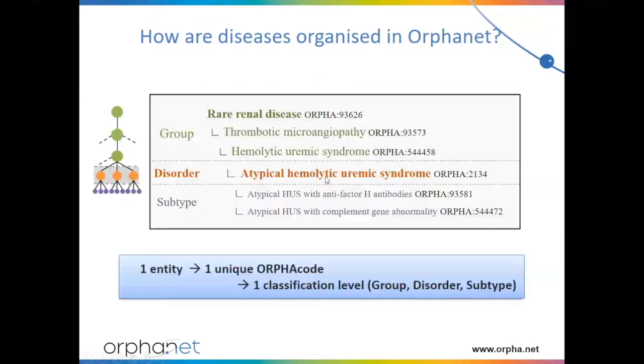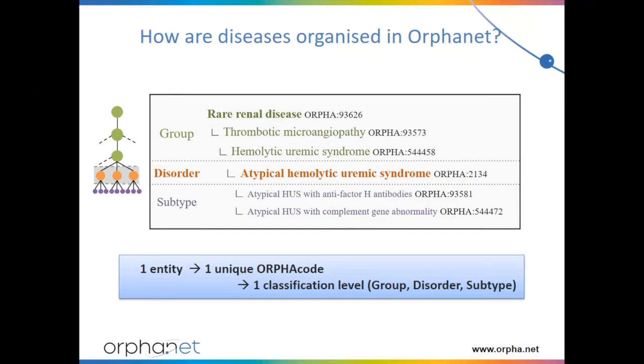So here is an example. We're going to use this example throughout the presentation. It's a renal disease. In the nomenclature, atypical hemolytic uremic syndrome, or atypical HUS, is present at the disorder level, and within the classification of rare renal diseases, it is included in the HUS group, which is itself included in a group with a larger scope, which is the thrombotic microangiopathies.